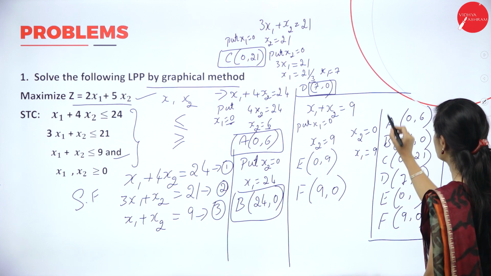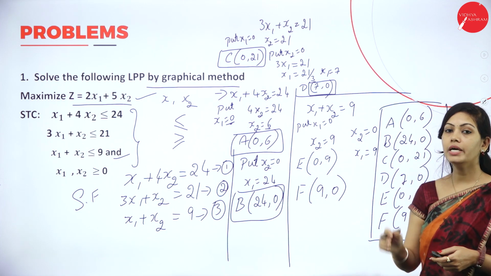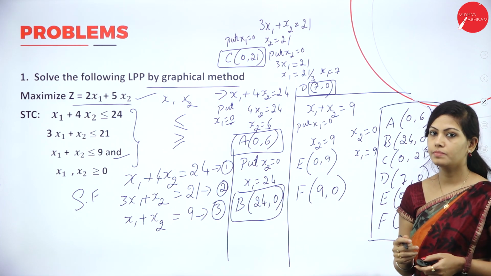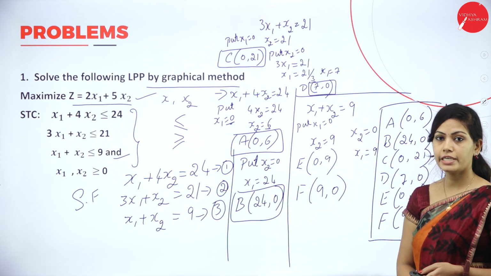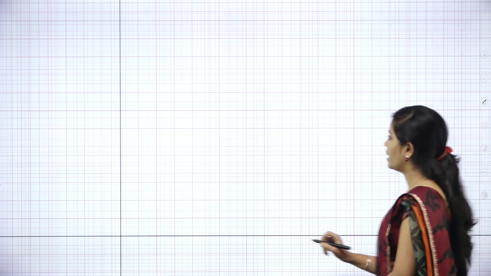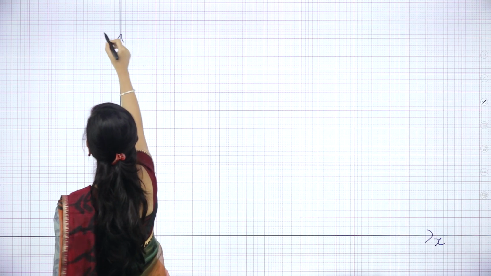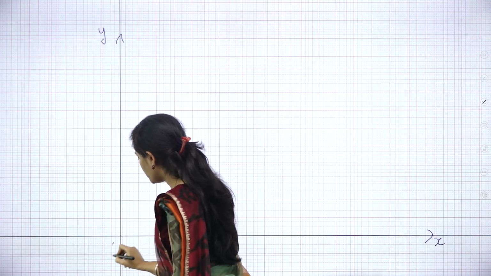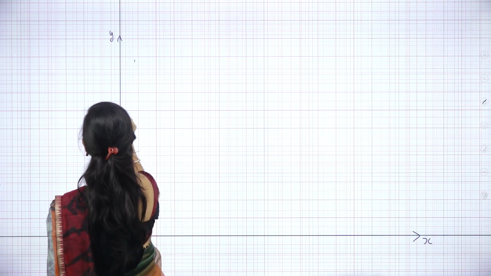So using these points, we can find the constraint lines. How do we find the constraint lines using a graph sheet? Here I will draw the x-axis and y-axis. This is the x-axis and this is the y-axis. This is the origin, called 0.